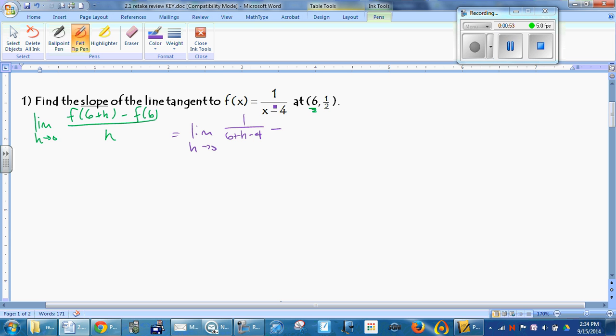Well, that one we can kind of simplify right off the bat. We're going to get 1/2. And it just happens that that's going to be this value right here, f of 6. What we get when we put 6 into the function, well, that's our ordered pair, 6, 1/2. We put 6 in, we get 1/2 out. And that's all over h.